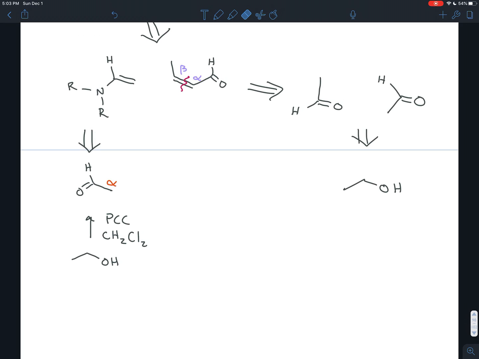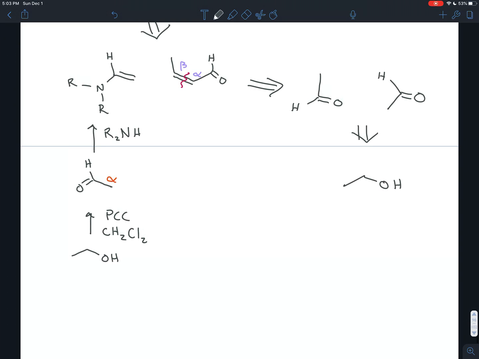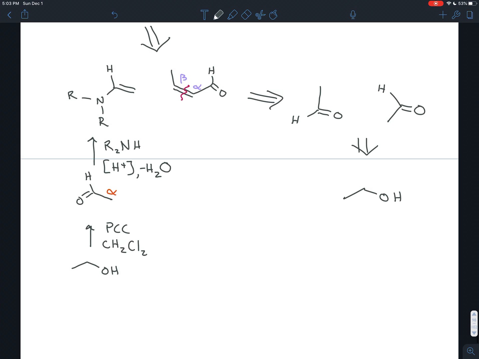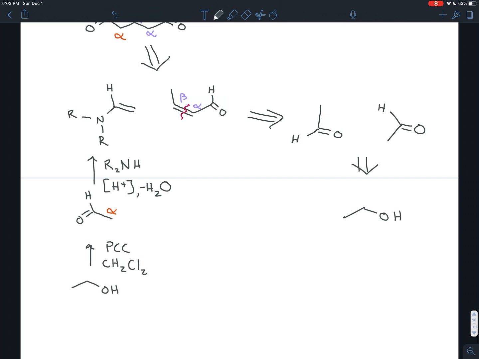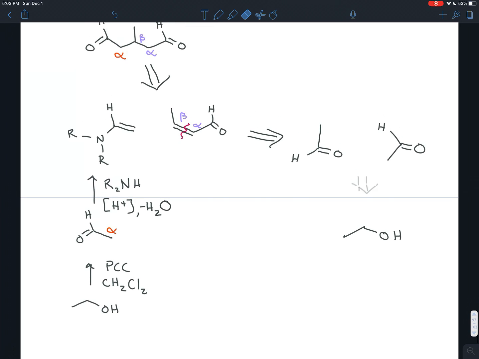We can turn that aldehyde into an enamine by adding a secondary amine. So 2 R groups, nitrogen, 1 hydrogen. The bond to the hydrogen is what gets replaced by the bond to what was the carbonyl carbon. You would want to have an acid catalyst and remove water to increase your yield using Le Chatelier's principle. Okay, so much for the enamine. Now let's think about the alpha-beta unsaturated aldehyde.